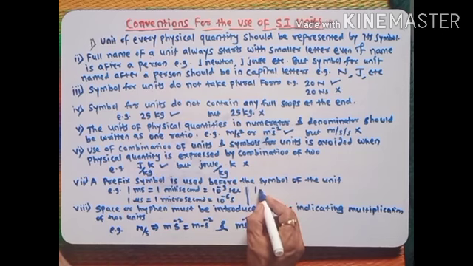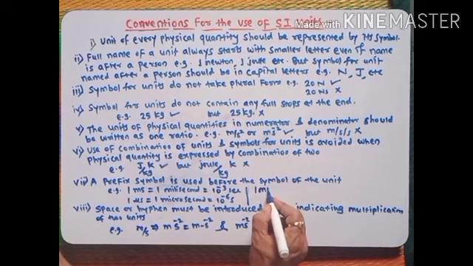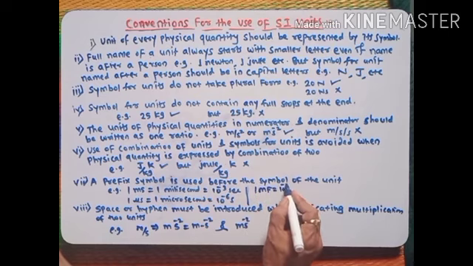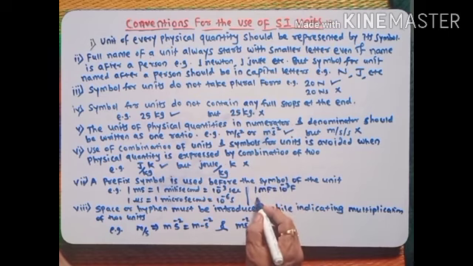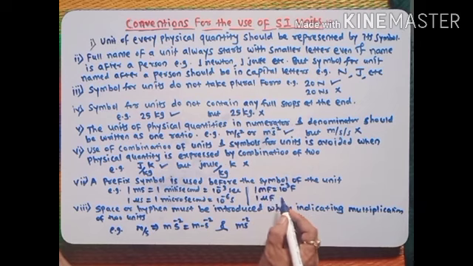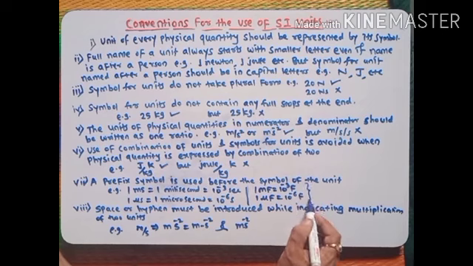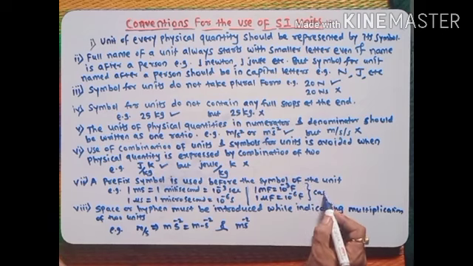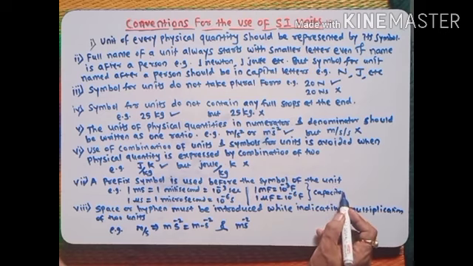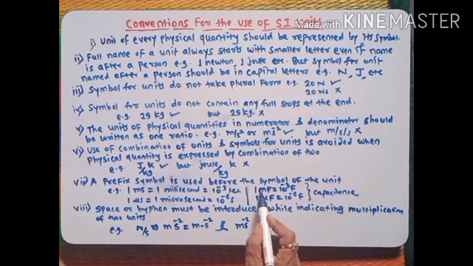1 millifarad means 10 raised to minus 3 farad, or 1 microfarad is 10 raised to minus 6 farad. These are the units of capacitance. That means the prefixes m, mu, milli, micro come before the symbol of units.